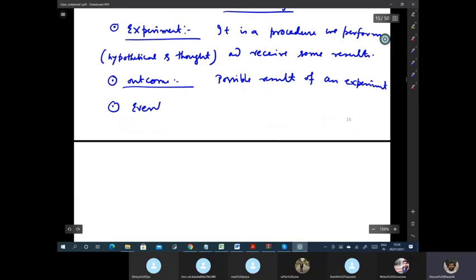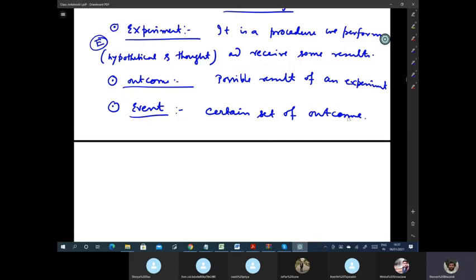Then what is an event? An event means a certain set of outcomes. When we do an experiment, that means some procedure and the outcome. We generally denote the experiment with the letter E. The outcome we generally denote with the letter Xi. The event we generally denote with C, or sometimes with A or B or whatever.